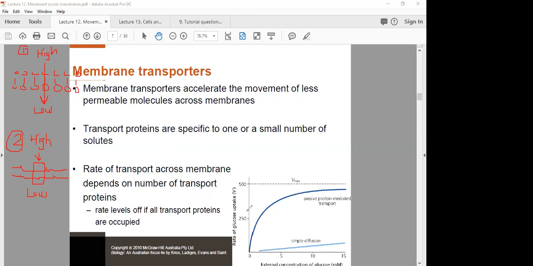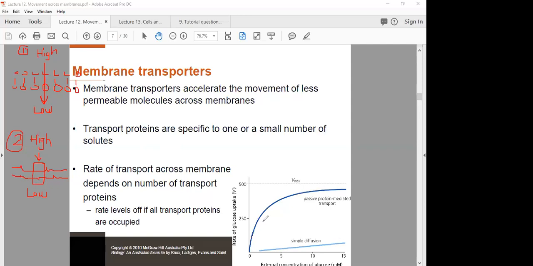So if we look at this graph here, on this axis we have the rate of glucose uptake into a cell, and on the x-axis we have an increasing concentration of glucose. So this is the external concentration of glucose using the units millimolar. Now let's consider just simple diffusion directly through the membrane, without the aid of membrane transport proteins. And you can see that there's a very, very low rate of glucose uptake, even at really high concentrations of glucose.